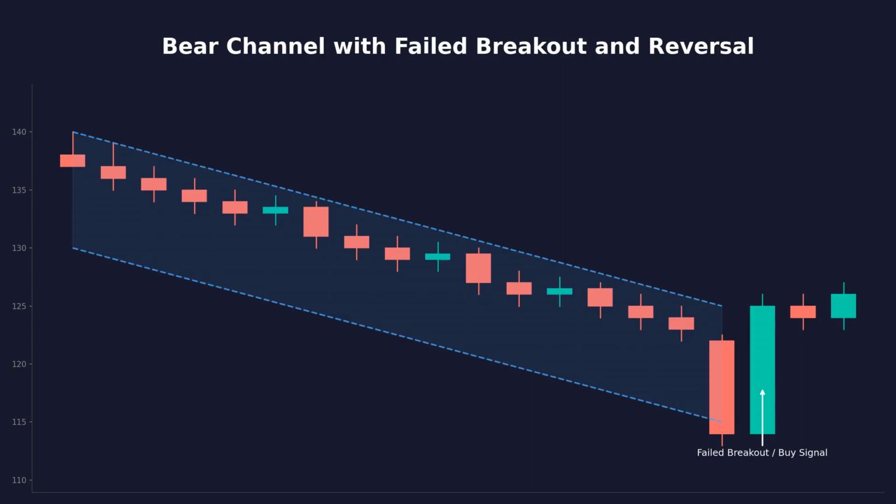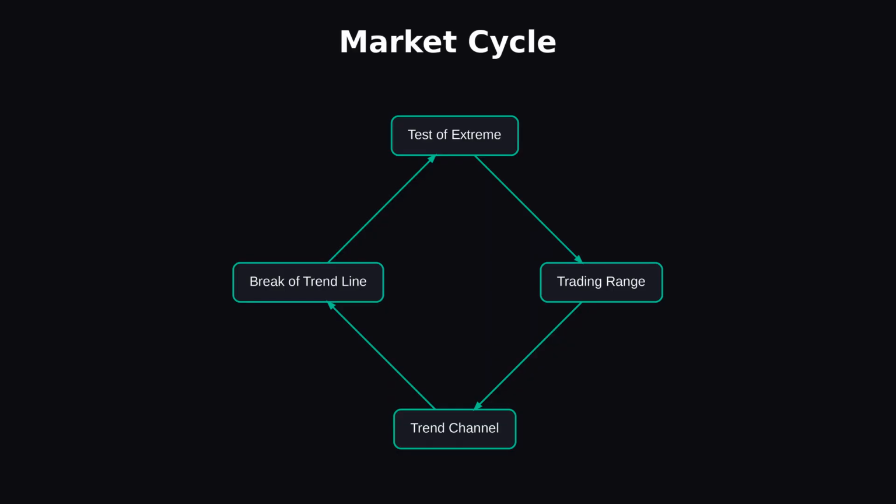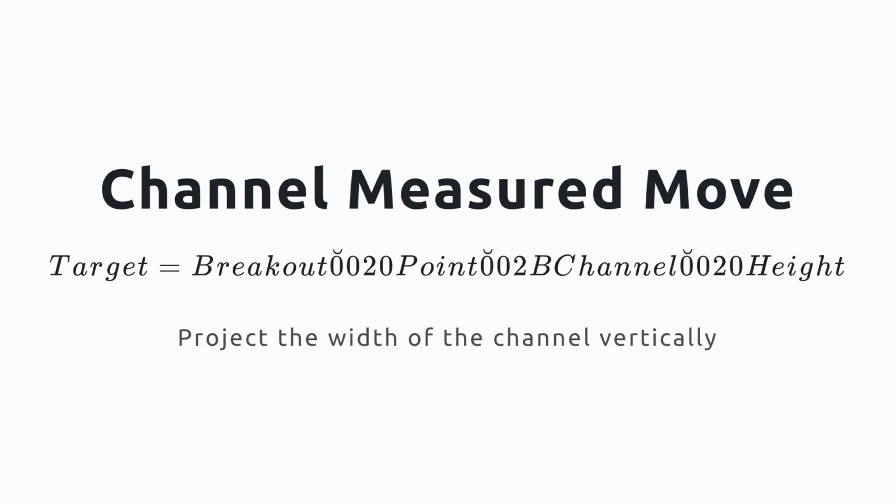This leads us to the 75% rule. About 75% of attempts to break out of a channel fail. If price breaks the top of a bull channel, look to sell the reversal. If it breaks the bottom, look for buyers to defend the trend. However, successful breakouts do happen. A successful breakout of a trend line signals a potential trend reversal. But be careful. The first break of a trend line is usually just a transition into a trading range, not an immediate crash. When a channel breaks cleanly, we use measured moves to calculate targets.